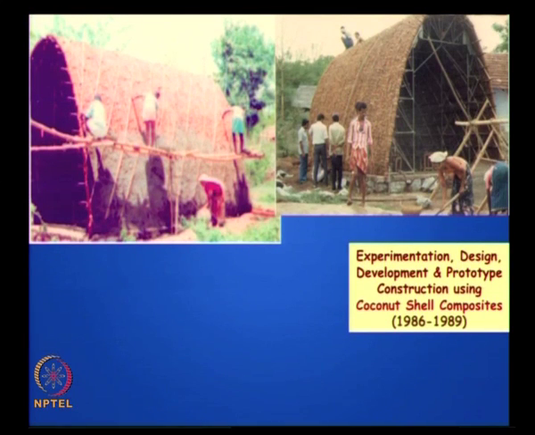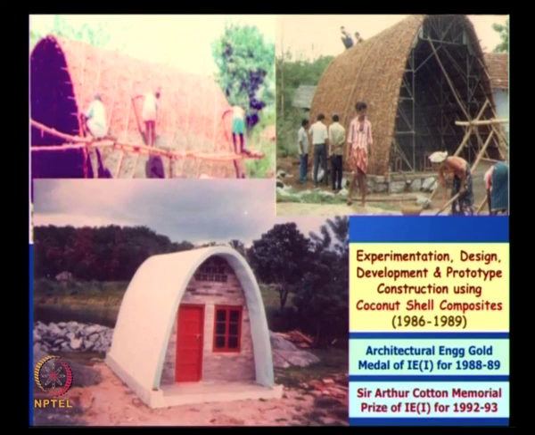Here is some work we did many years ago where we built these catenary shaped vaulted structures made up of coconut shells, which can take a lot of compressive load. The entire structure is made up of coconut shells with plaster and with a catenary shaped formwork inside, which can be dismantled and reused.